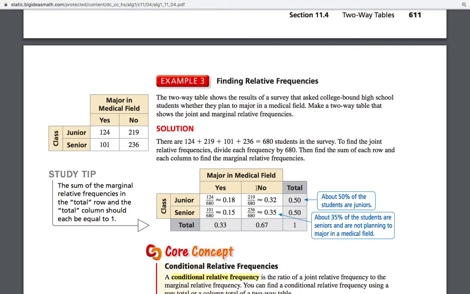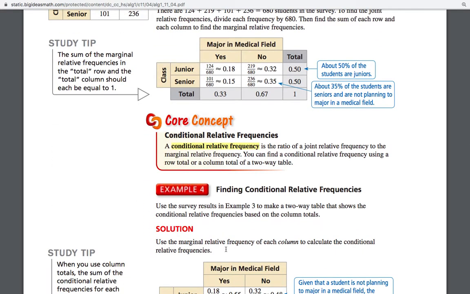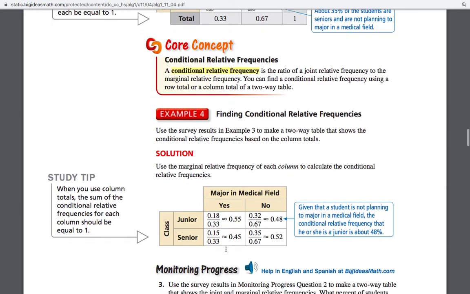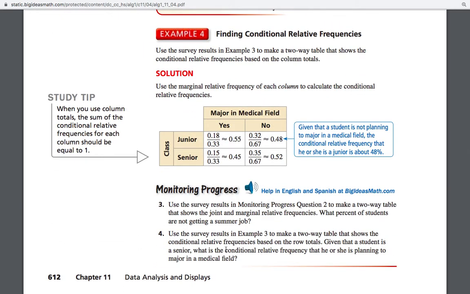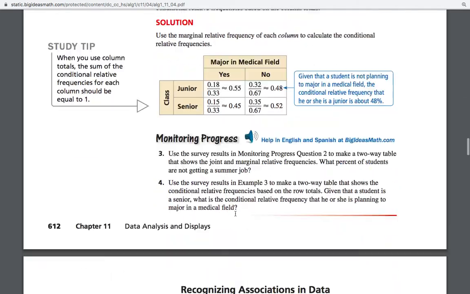Watch the videos out of the book, right? Use the big ideas videos. They can help you. They can walk through these examples. They might teach it a slightly different way, which might be better for you, and that's okay. But you've got to make sure you know the difference between the conditional relative and the joint relative or the marginal relative. It is different. The wording is different. You've got to understand the difference between the two.